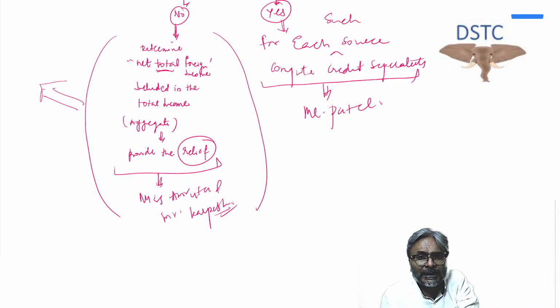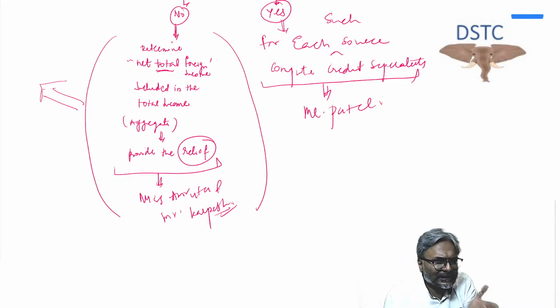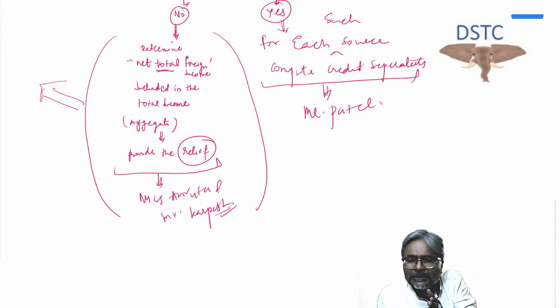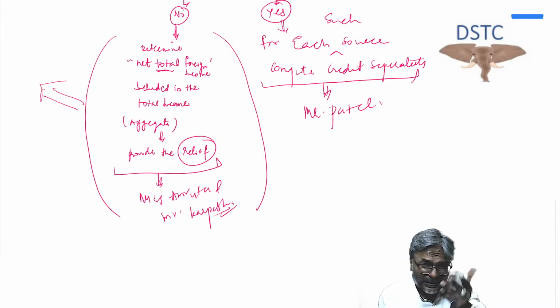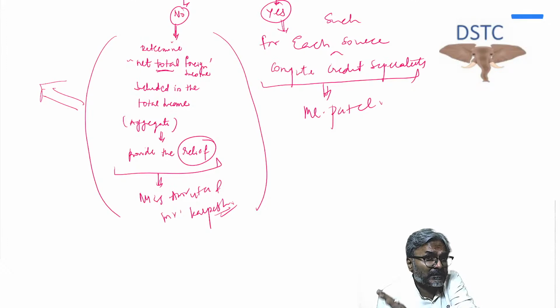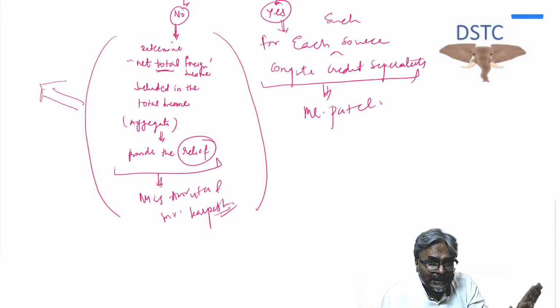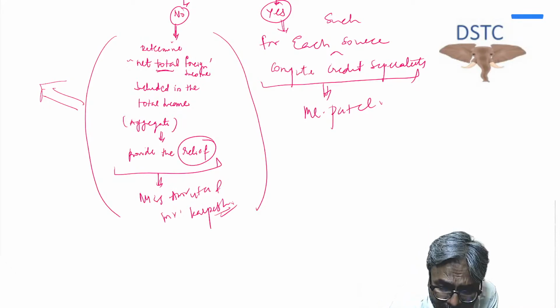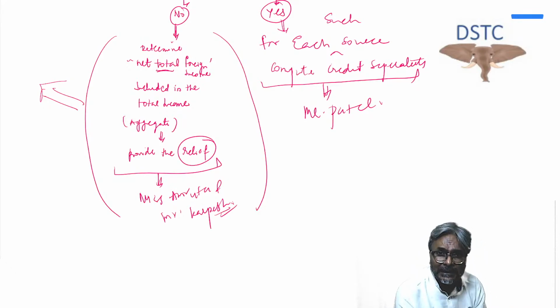Answer is yes. Why? Because we have a set of rules, and our set of rules allows us full set off except for some restrictions. There are some restrictions of set off which we know, like speculative loss can only be adjusted against speculative income. Specified business loss can only be adjusted against specified business income. So there are some rules, but other than that, the other foreign losses which are being given to you are eligible for set off. Answer is yes, they are eligible for set off in this situation.